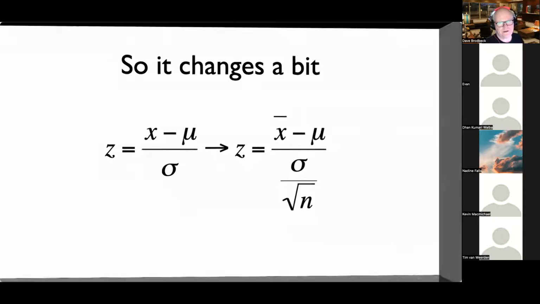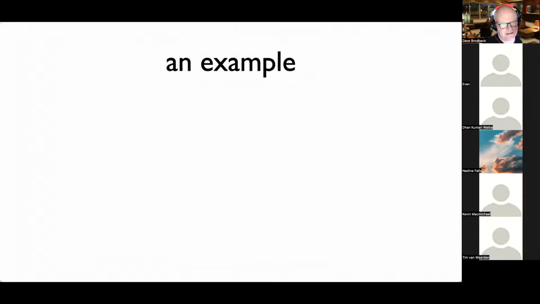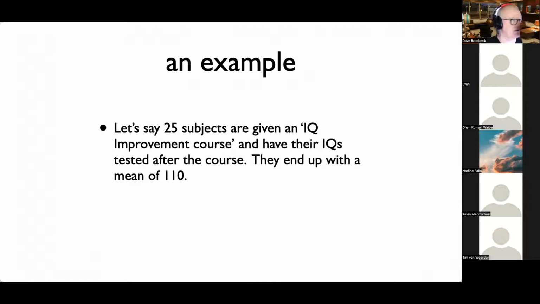Okay. So let's work out a quick example of this. Let's go back with IQ. IQ is great because I know the standard deviation and the mean. So let's say 25 subjects, or I believe we're supposed to call them participants now, are given an IQ improvement course. So they've been sold a bill of goods. They have their IQs tested after the course. They end up with a mean of 110.